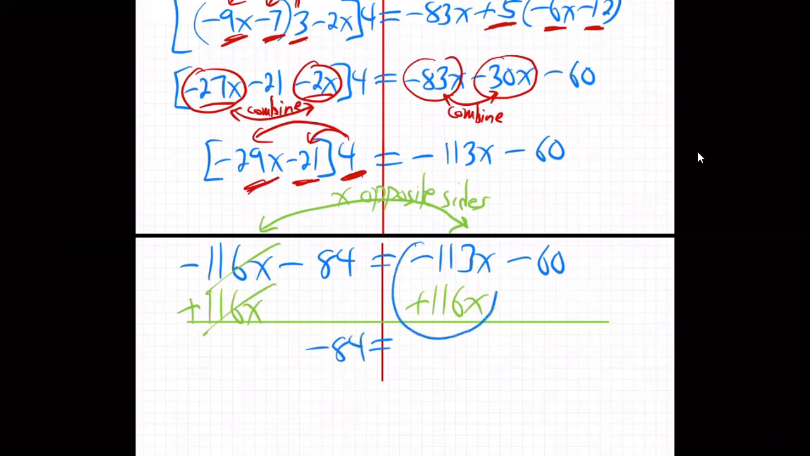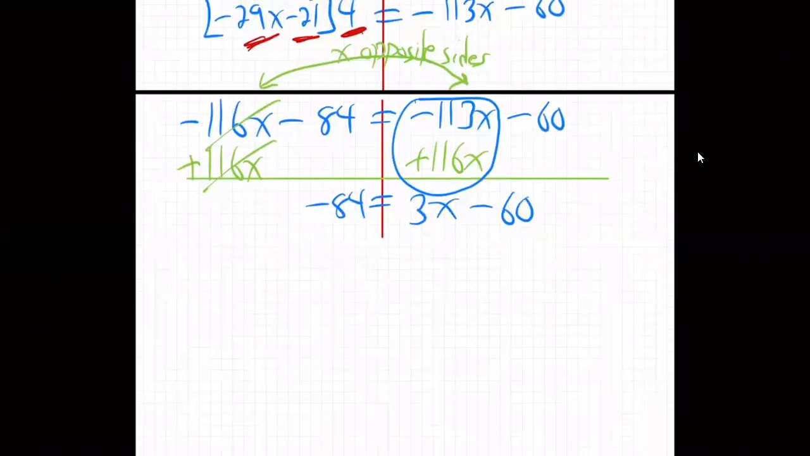What happens right here? 3x, right? Everybody see that? I just did the opposite of the minus 116x. I did a positive 116x. That's the opposite of it. So it canceled, and you have to do the same thing to both sides. We're always doing the same thing to both sides. And then this is 116 minus 113. This is 3x. And now we're almost done.